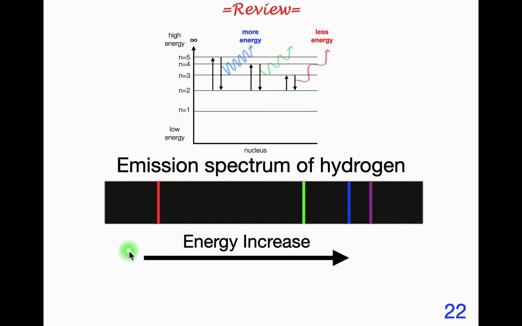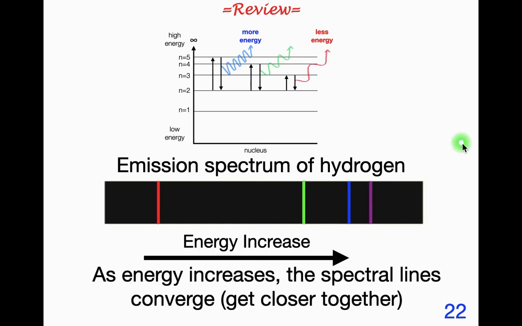Just make sure that the lines get closer together in the direction that energy increases. Sometimes I fake you out and I have the arrow pointing in the opposite direction, energy increases. And so everything would be flipped in that case. As energy increases, the spectral lines converge, get closer together.